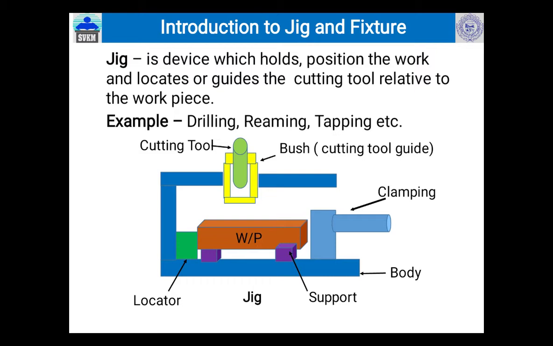So we can differentiate between jig and fixture such that a fixture is a device which only locates or holds the position of the workpiece, which does not have a cutting tool guiding element, whereas a jig holds and positions the workpiece and has an additional element, which is a cutting tool guide element.